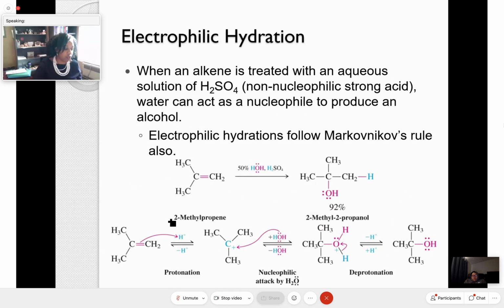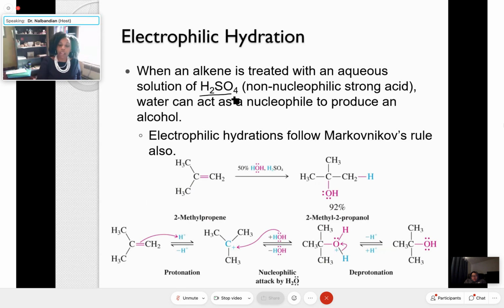All right, so this is 12-4 now. And so here we're going to talk about still this electrophilic addition, but with this electrophilic addition, what if we have a non-nucleophilic?